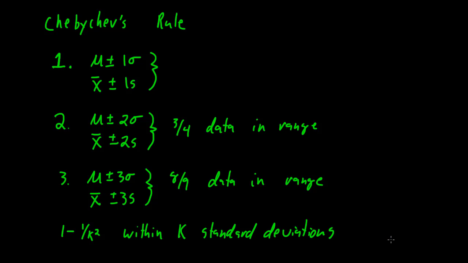And Chebyshev's rule is a generalization, meaning that we don't really care what the distribution is going to look like. The distribution can have any general shape, but no matter what shape this distribution has, these rules should hold at least relatively true.